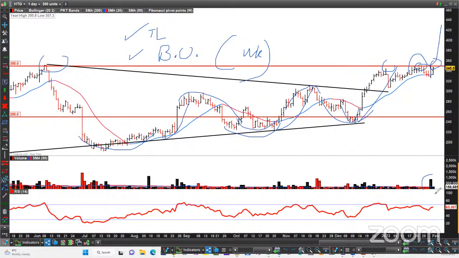The other box it ticks is volume. Look how we come down here and find buyers. Every time we come down here, the volume increases. So that's the footprint of the market.